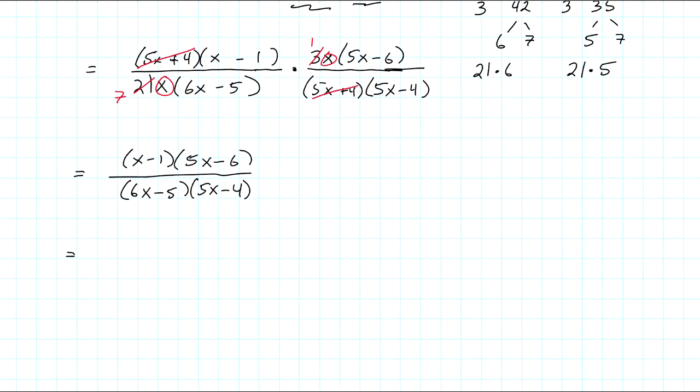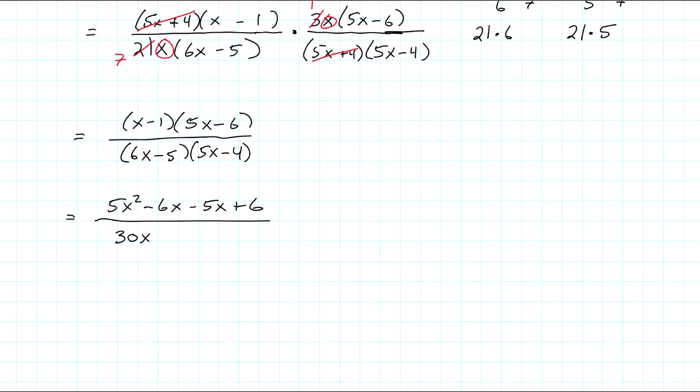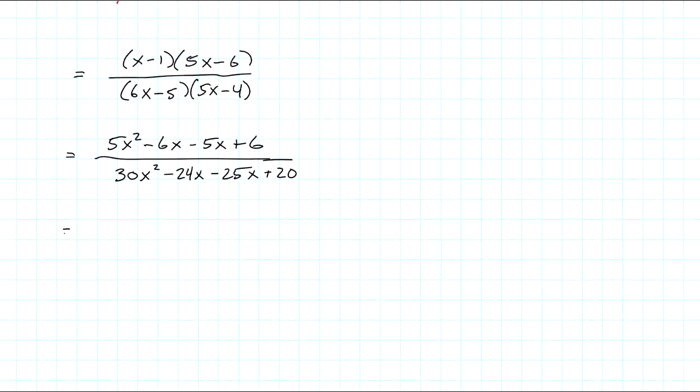We can also go ahead and multiply these out. This will be 5x squared minus 6x minus 5x plus 6 over 30x squared minus 24x minus 25x plus 20. And then on top we'll have 5x squared minus 11x plus 6 over 30x squared minus, that's 49x plus 20.